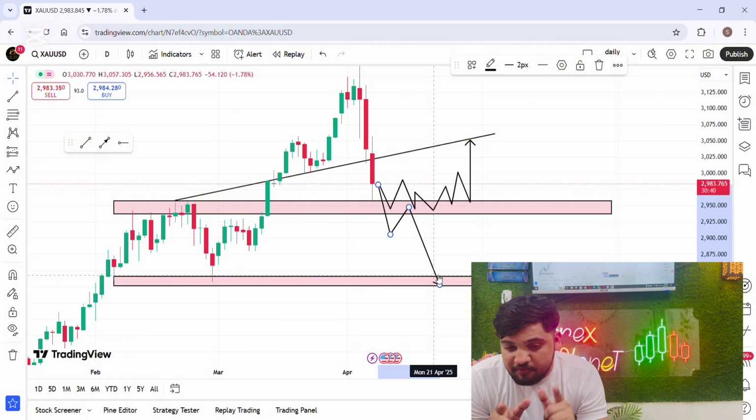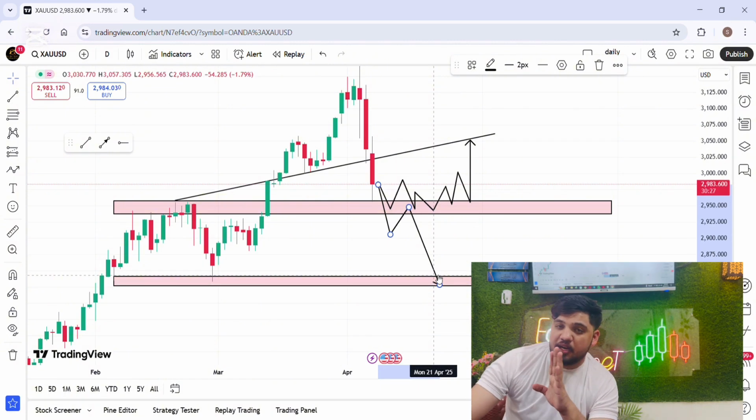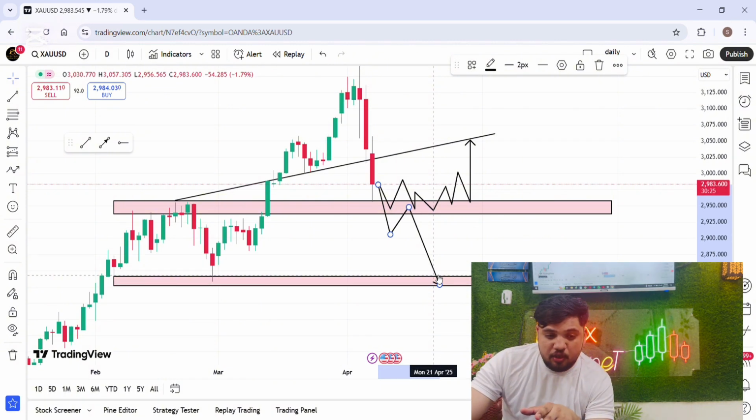So this is my fundamental and technical analysis according to gold. If you are going to buy or if you are holding positions in buy, you can simply wait for the market to reach 2983. If the market holds here, you can take a buy entry with the stop loss just below the red surface here maybe.